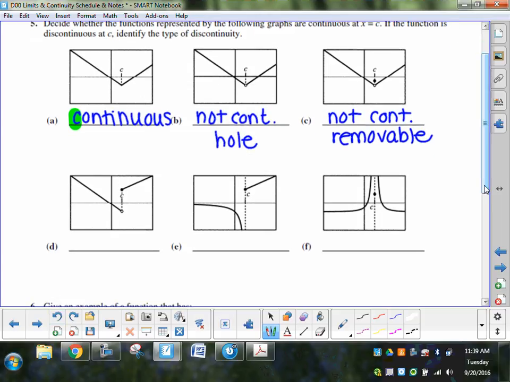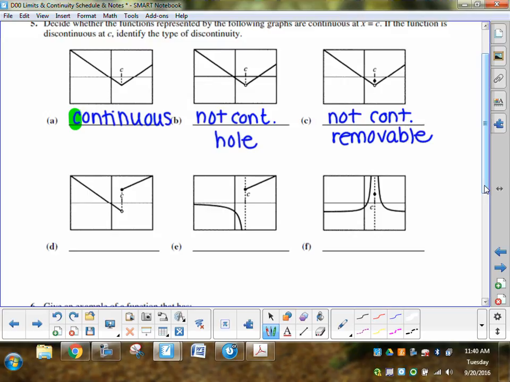How about for D? Is that continuous? Abby, what do you say? So we say it's discontinuous, or not continuous. What type of discontinuity do you have? Does anybody know what this type is called? Yeah, this is a jump.